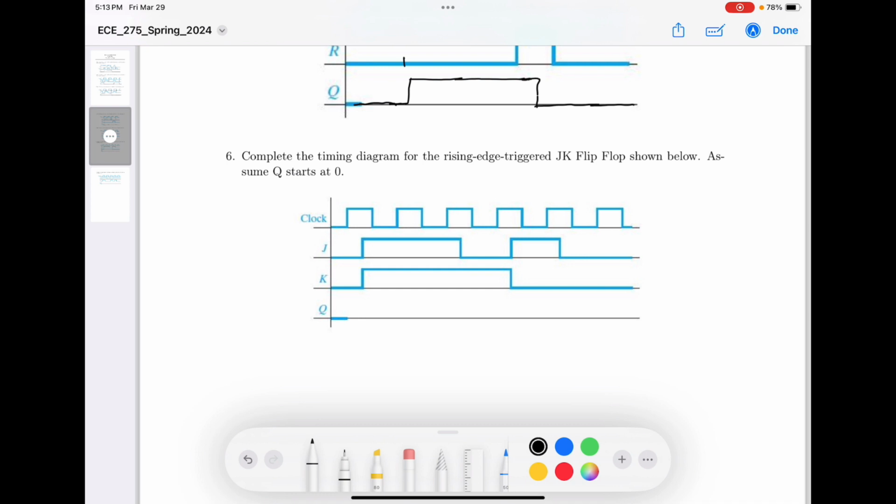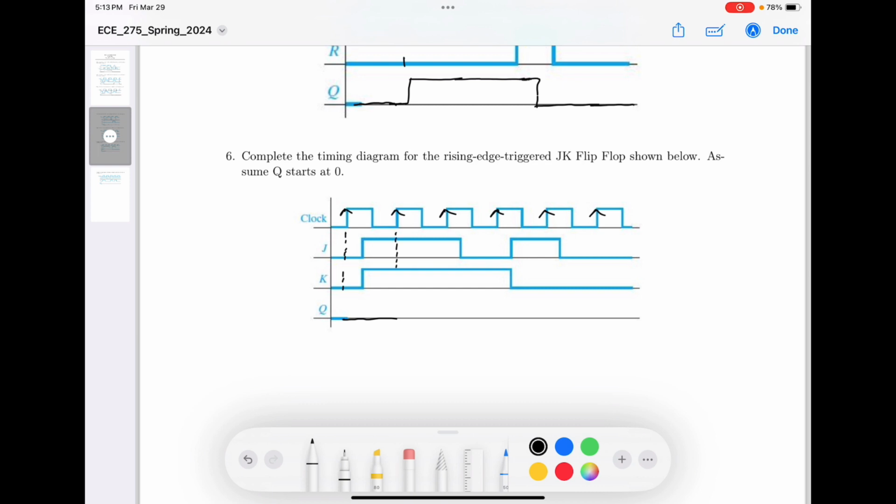So here you're asked to complete the timing diagram for the rising edge triggered JK flip-flop. And we are going to assume that Q starts at 0. So let's mark all the rising edges 1, 2, 3, 4, 5, and 6. Now at the first rising edge, J is 0, K is 0. So that's the hold operation. So continue to hold the value.